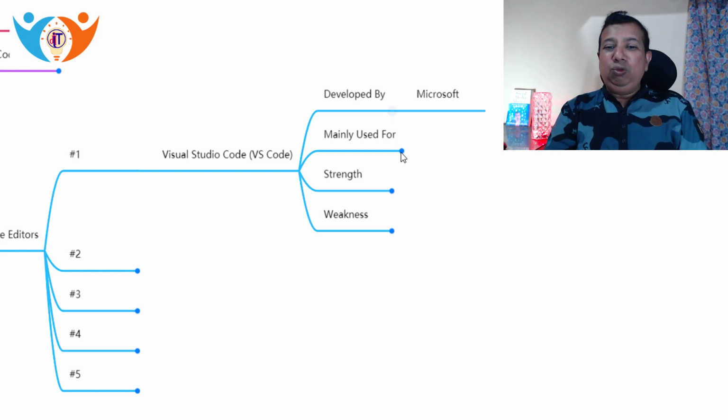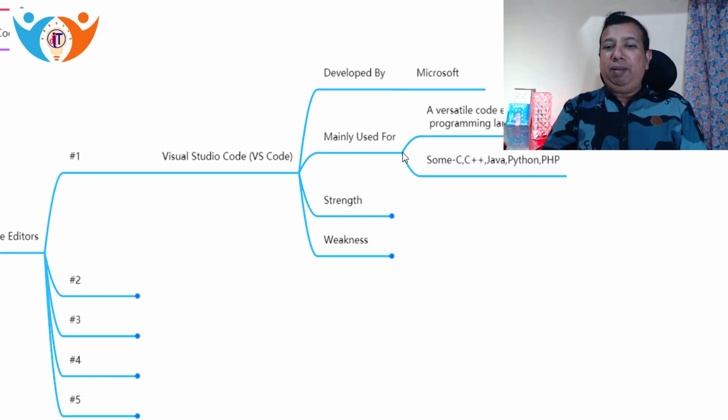It is mainly used for writing programs for different purposes. It is suitable for various programming languages. For example, we can use it for C, C++, Python, PHP. So these are different programming languages where we can use Visual Studio Code. Even Java programs can be written by using VS Code.